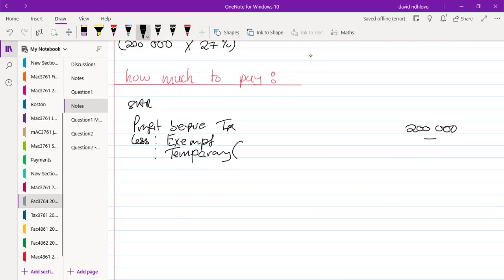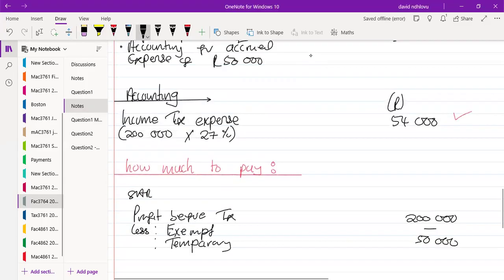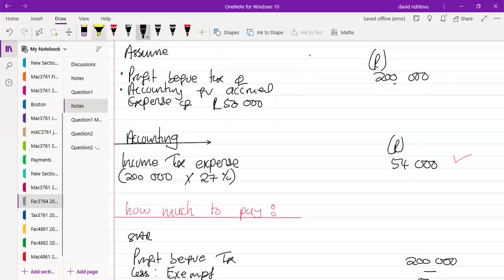So we do have a temporary difference, which is the 50,000, which is accrued expenditure. What we would have done in accounting with the accrued expense is include it here, 50,000. Remember, an accrued expense is an expense that happened before or at the end of the year, but we have not yet paid it, but it is an expense for this year. In accounting, we deduct that.